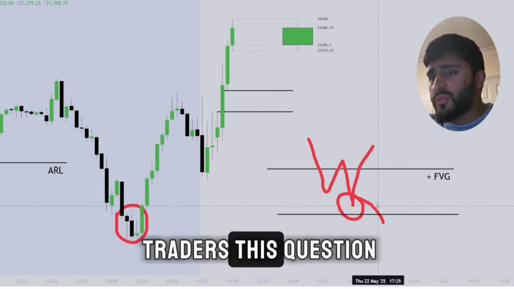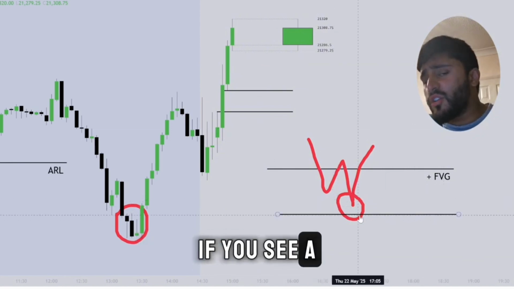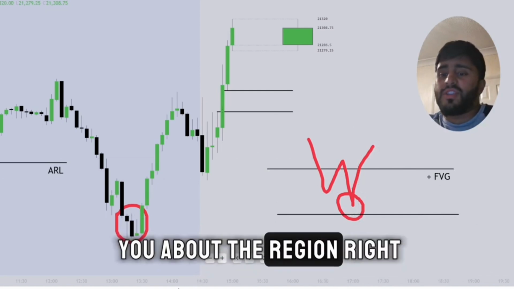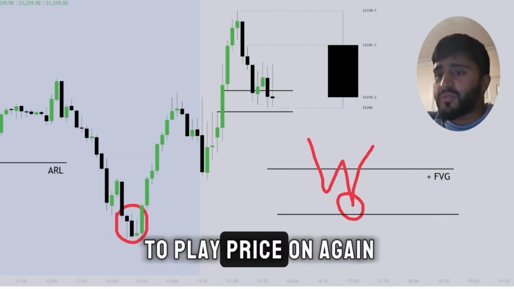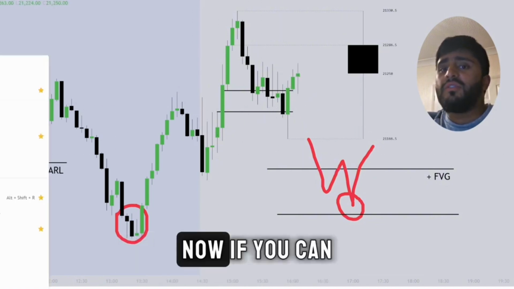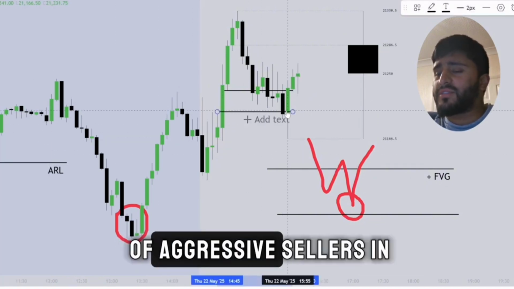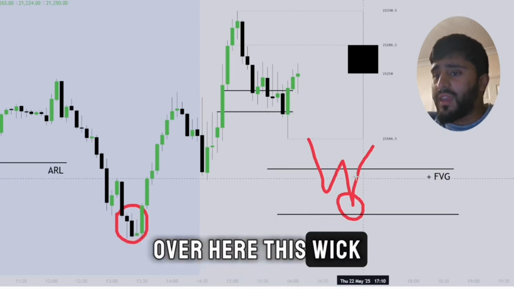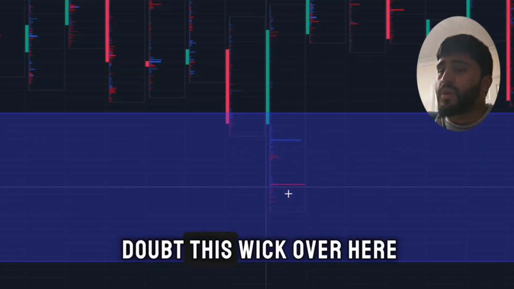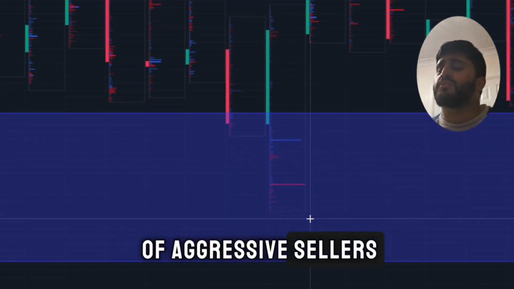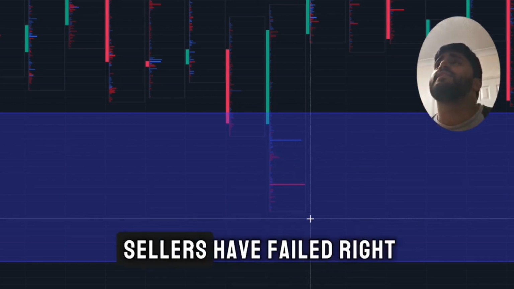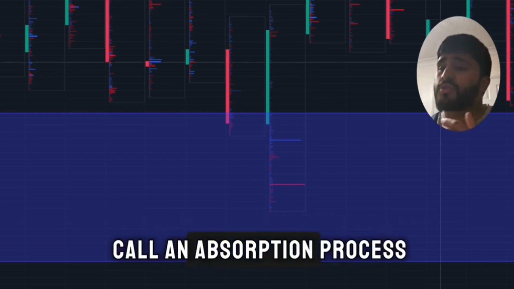Now let me ask traders this question. If you see a lot of aggressive sellers inside of this region, what does that tell you about the region? If I just continue to play price on, again, we're studying the exact price action you saw just over here in this region. Now, if you can see a huge amount of aggressive sellers in this region, this wick, and if we go back to the A-test platform, it is without a doubt this wick over here. If you see lots of aggressive sellers, but the market fails to break below the level, it means that these sellers have failed, right? This is what we call an absorption process.